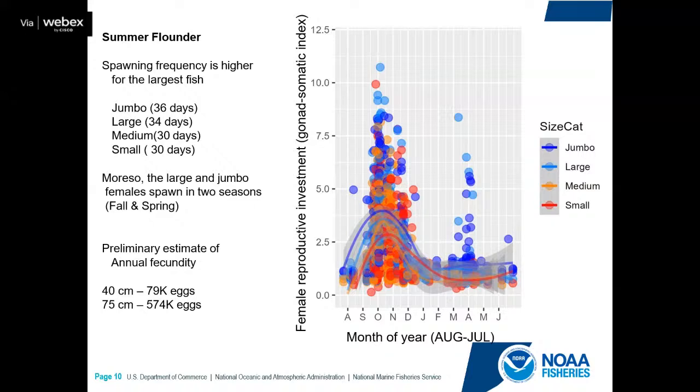But in addition to the longer season, there's also evidence that these large and jumbo fish are spawning in two seasons. They're also spawning in the spring months, where you see just the large fish also spawning in March, April. And just to get an idea of some of the egg numbers, the annual fecundity estimates are provided there. A 40 centimeter fish produces about 79,000 eggs, and a 75 centimeter fish would produce 500,000 or more eggs per year.